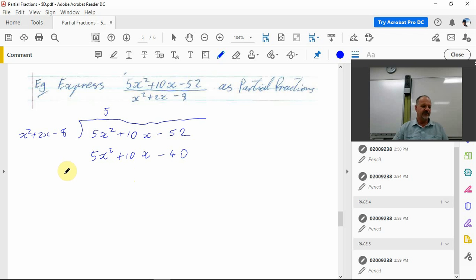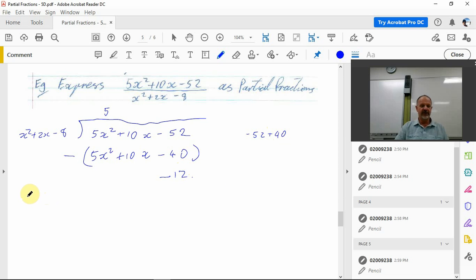And then what I'm going to do is subtract this line from the one above to see what I've got left after I've multiplied that by 5, because I'm trying to get this here in the end. All right, 5x squared, take 5x squared, nothing. 10x, take 10x, nothing. Negative 52 minus is plus, so I've got negative 52 plus 40, which is negative 12. And that's it, that's as far as I can go.